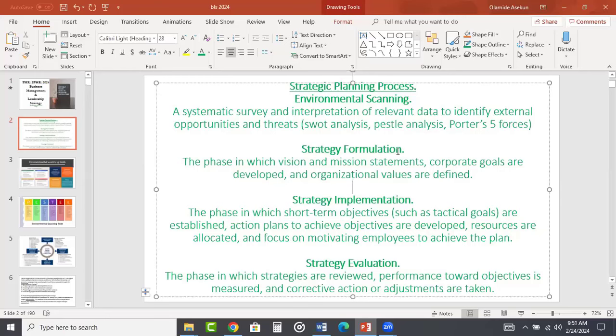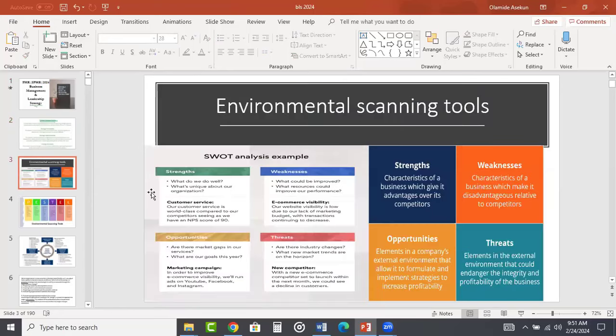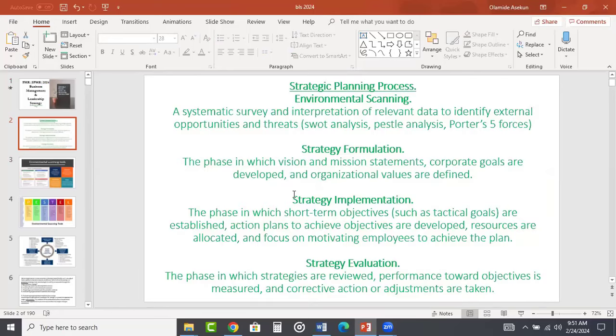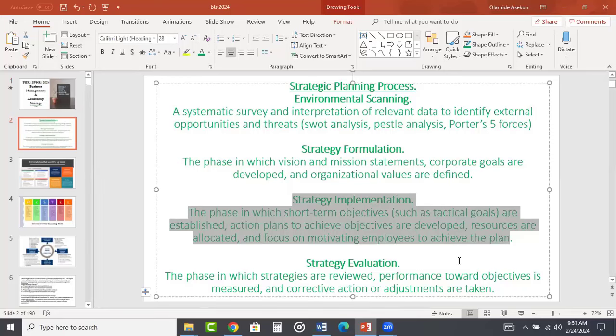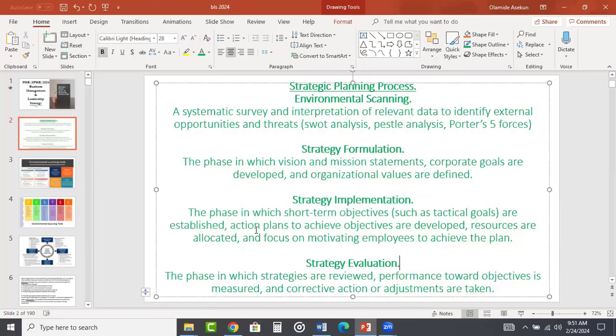All right, so you have strategy formulation, in which you decide what's the vision, what's the mission of the organization. And all of this is being informed by this information that you gathered from the environmental scanning. So you then decide what's your vision, what's your mission, what are your goals, what are your values. All of those are determined in the strategy formulation phase. Then you go to strategy implementation. And right here, you want to start implementing that strategy.